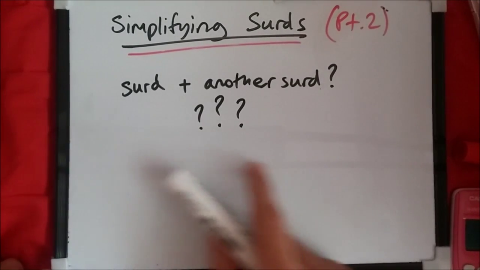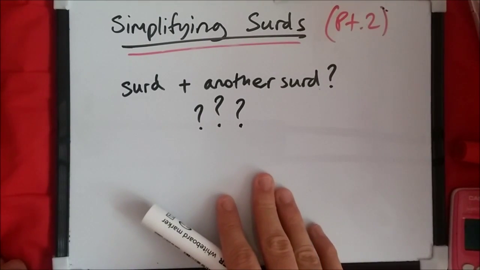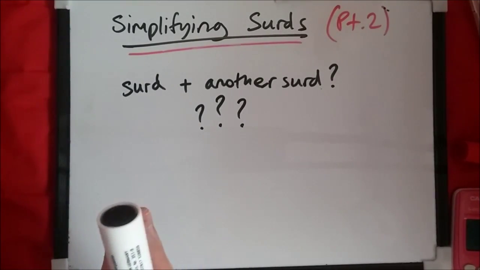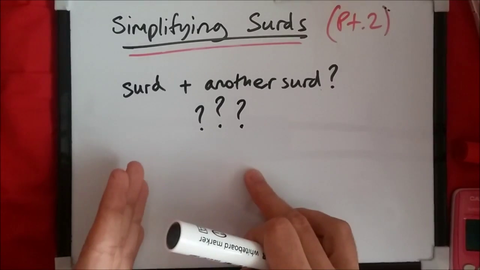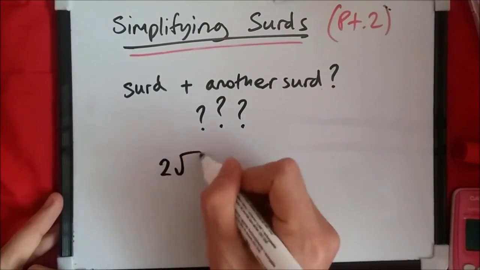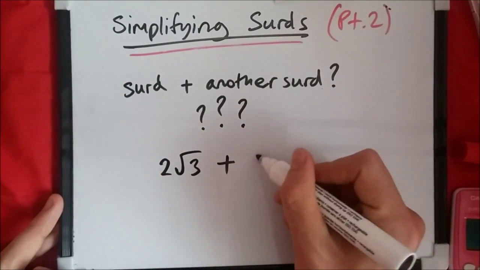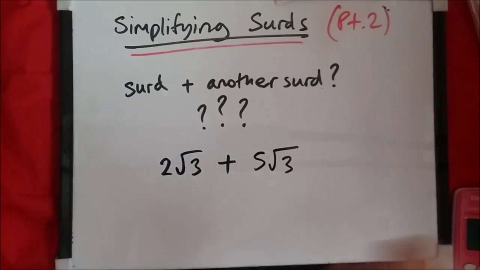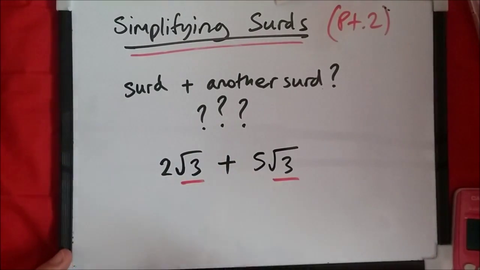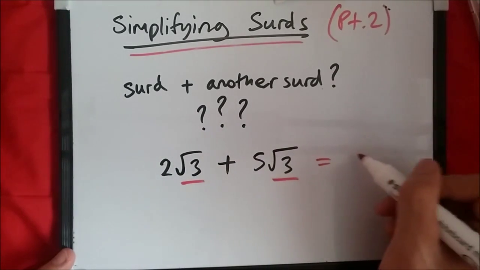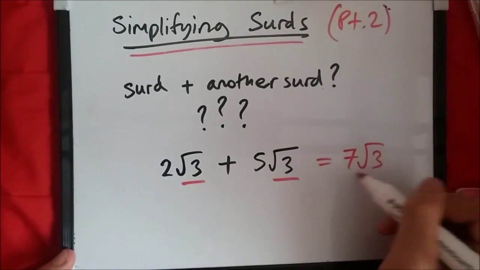But the one thing to know, when you're adding two surds, you cannot just combine surds into one surd. The only time you combine surds is if they have the same number inside the root. So if you had, for example, 2 root 3 plus 5 root 3, notice that you've got the same root. So you have root 3 and root 3. Therefore, you can just think of it as 2 plus 5 is 7. So the solution would be 7 root 3.